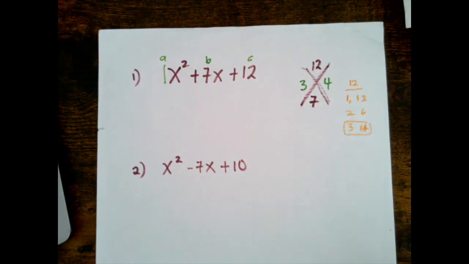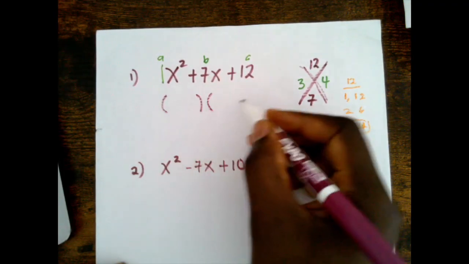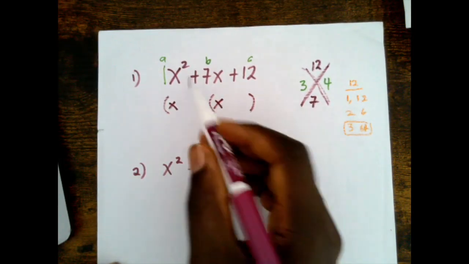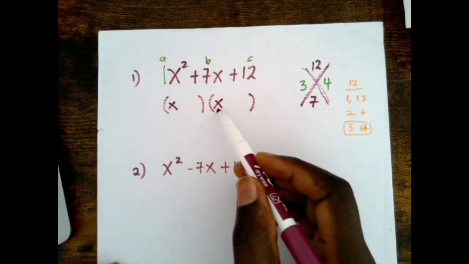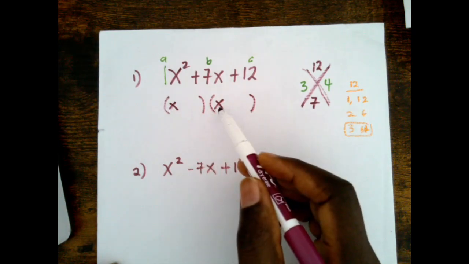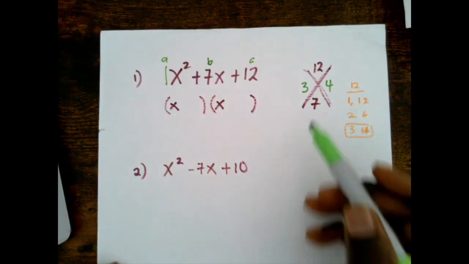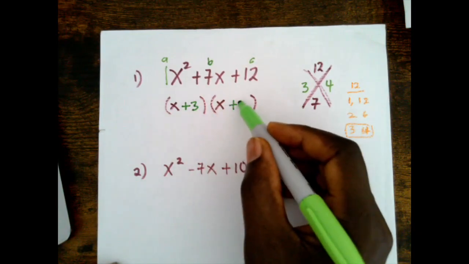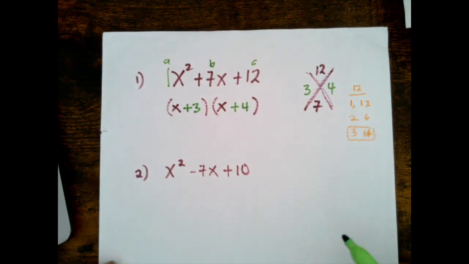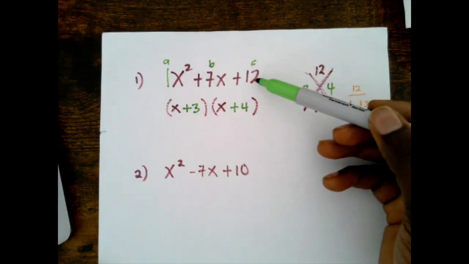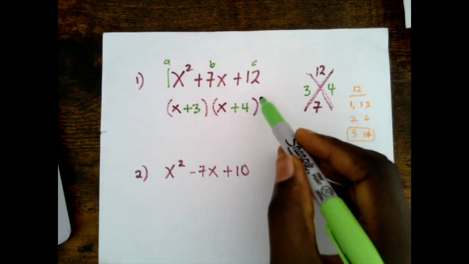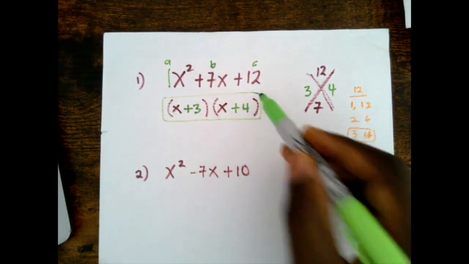So how do I write the factors from these two numbers? You open two sets of parentheses. Then you split the x squared into x and x, knowing very well that x times x is x squared. Then I put those numbers, positive 3 and positive 4. So this means that if I factor x squared plus 7x plus 12, I end up with x plus 3 times x plus 4. And that becomes the factors I'm looking for.